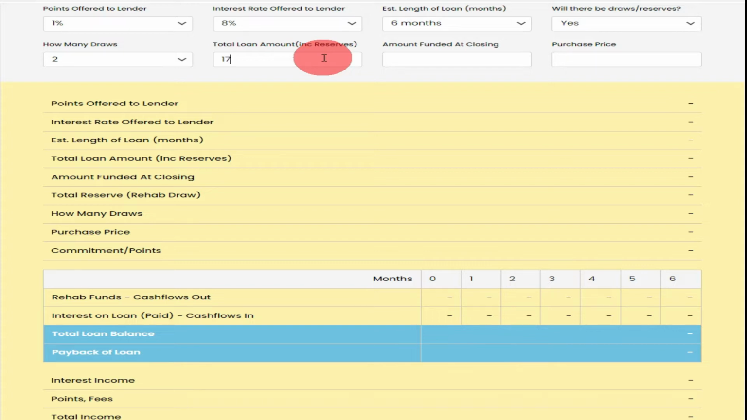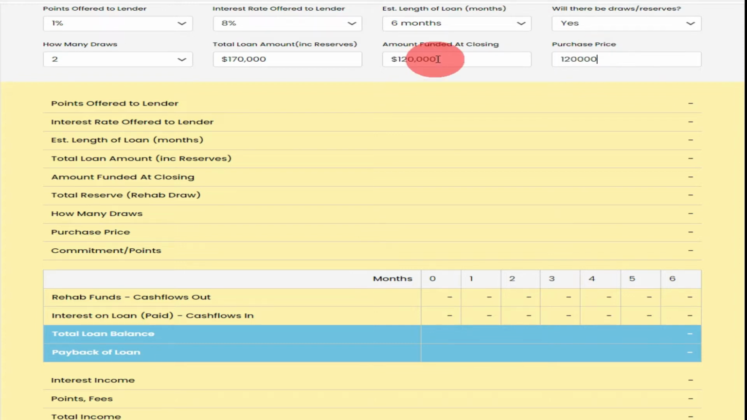That should be $170,000. I want to get the whole $170,000 from my lender. And let's say they're going to fund just the purchase price at closing, which is $120,000. I'm going to use my own money to start the renovation, and I'll just have them reimburse me. So they're going to fund me just the purchase price at closing, and the purchase price is $120,000.